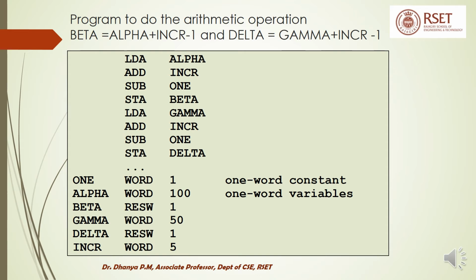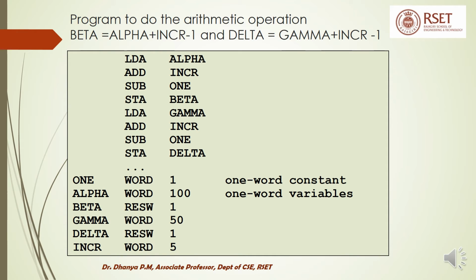The program does the arithmetic operations beta equal to alpha plus INCR minus 1 and delta equal to gamma plus INCR minus 1. So first of all, let us see beta equal to alpha plus INCR minus 1. For that, let us assume that alpha is having the integer 100 and INCR is having the integer 5. This is possible with the assembly directive WORD and you can see that in the instruction alpha WORD 100. Similarly, we have INCR WORD 5.